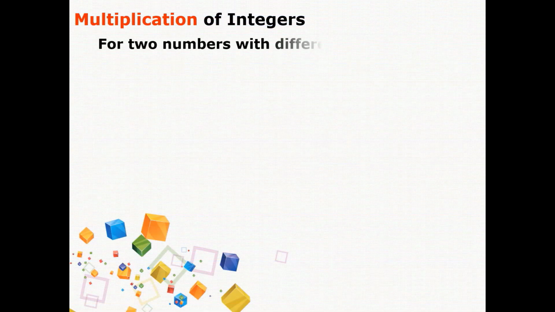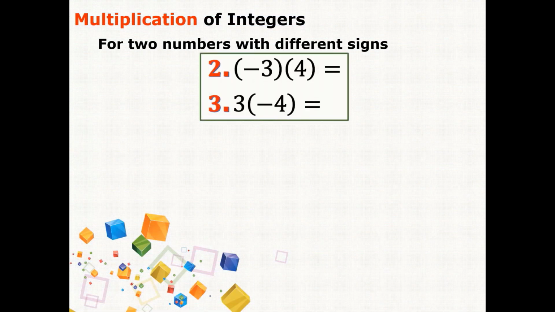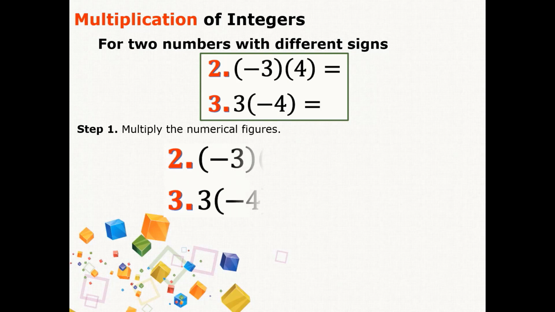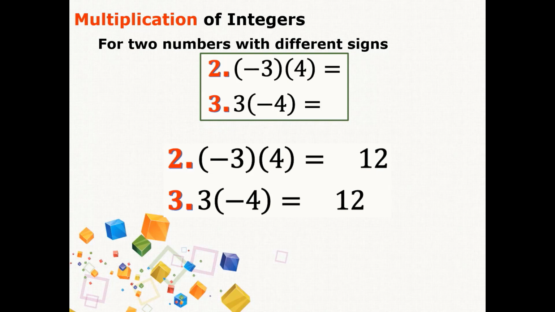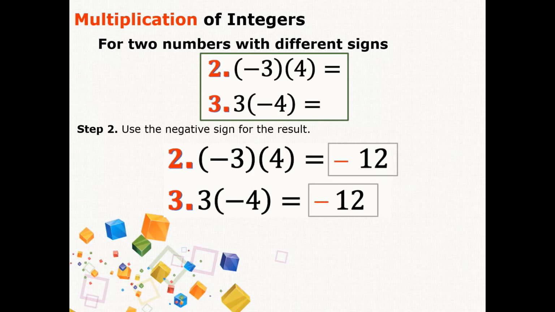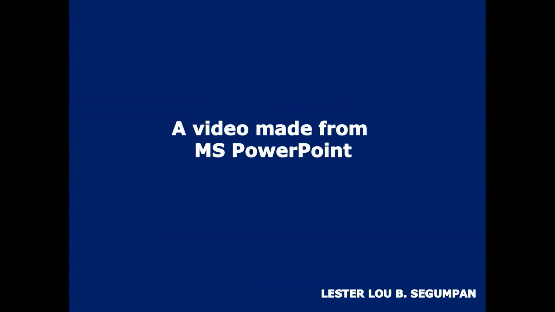If we have two numbers with different signs, instead of the result being a positive one, the first step is the same, multiply the figures, and then step 2, instead of a positive sign, we will use a negative sign. Again, to specify, this will only work for two numbers. If there are 3 or more, you may simplify them one by one.